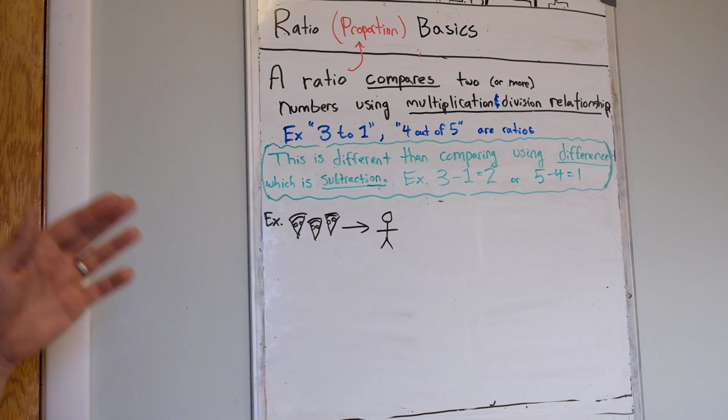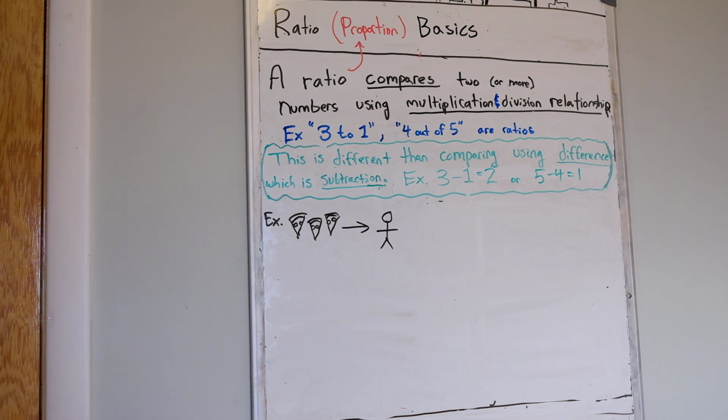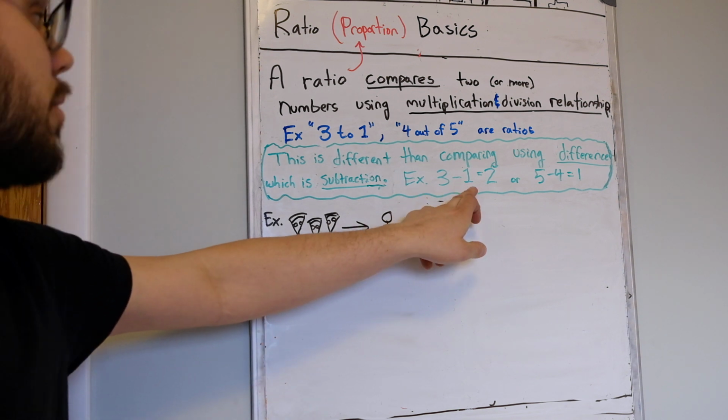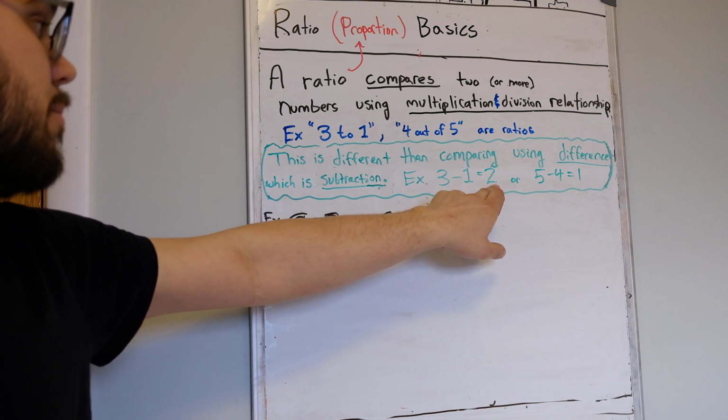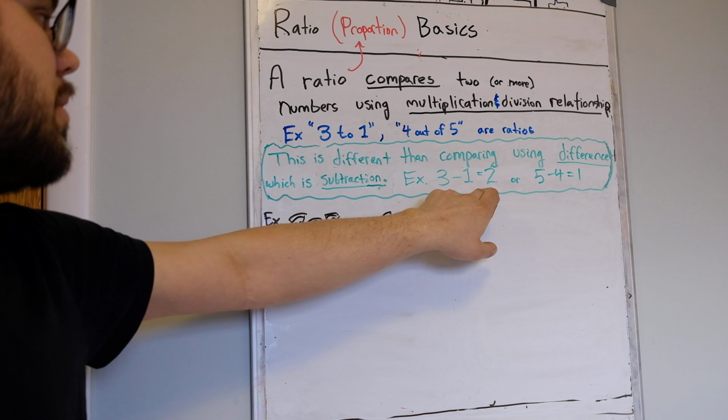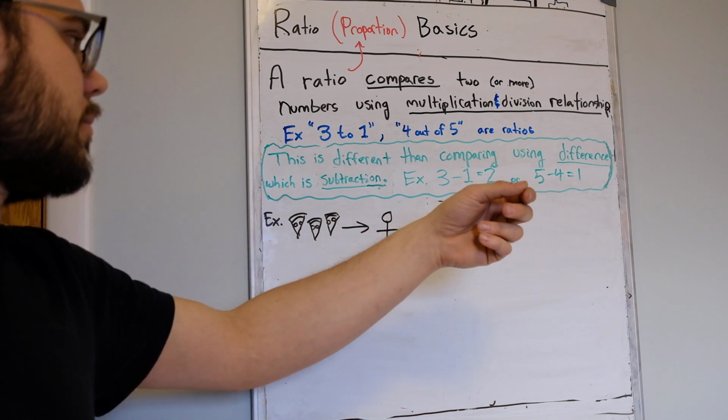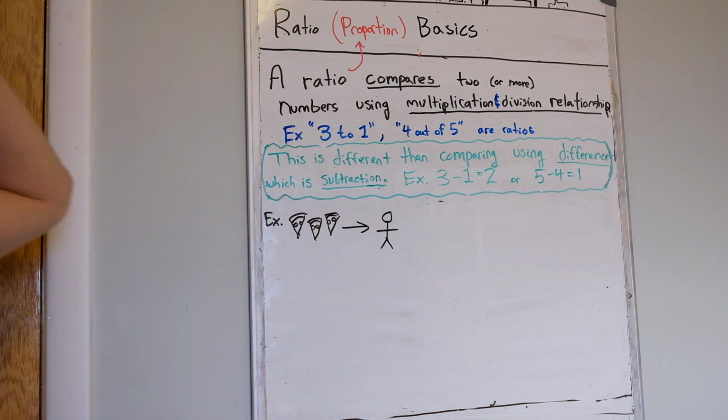So this is different than the first way you would have learned to compare numbers. The first way you learn to compare numbers is using difference, which is like subtraction. For example, if you were looking at the numbers 3 and 1, you would maybe think that 3 is bigger than 1, and it's bigger by 2, right? So the difference between 3 and 1 is 2. Or same with 5 and 4, you'd see a difference of 1. That's one way of comparing numbers, but it's not what ratios are. Ratios are based on multiplying and dividing, so mainly dividing as the main idea.